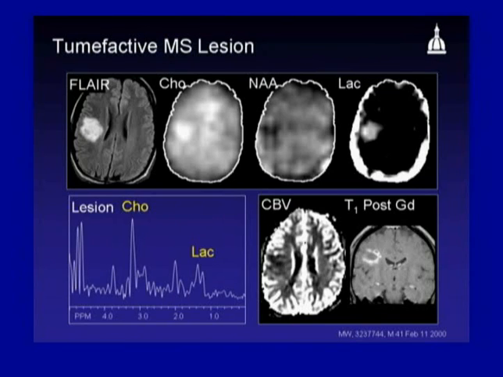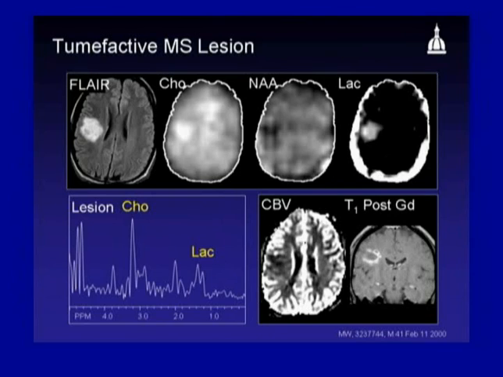Another example, this was actually a patient with a right frontal lesion here, which was read as an astrocytoma on an outside scan, and was coming in for a biopsy, and these are the pre-biopsy scans. And at first sight, we actually also thought this may be an astrocytoma because it has a high choline signal.